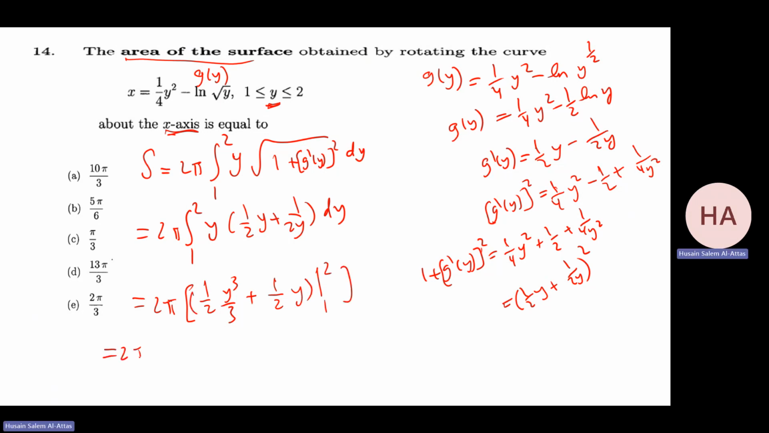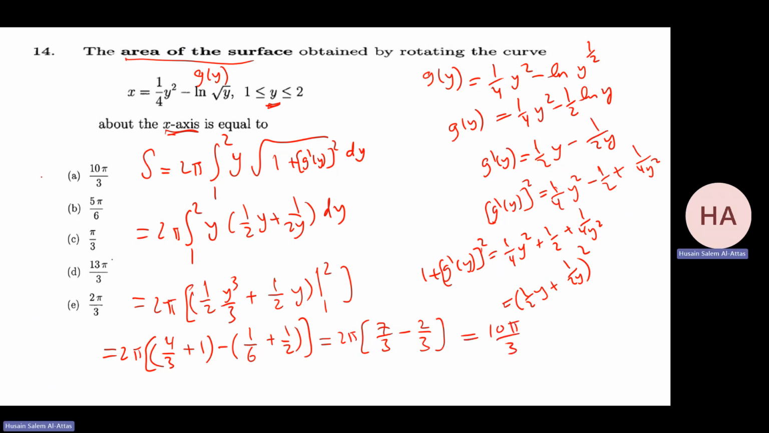Okay. That will give me 2 pi of what? 8 over 6 plus 1 minus 1 over 6 plus half. Yeah. That will be what? 2 pi. Here I have 7 over 3 minus, here I have what? This is 3 over 6, 1 over 2, it's 4 over 6, 2 over 3. So it will be 10 pi over 3, which is this one.